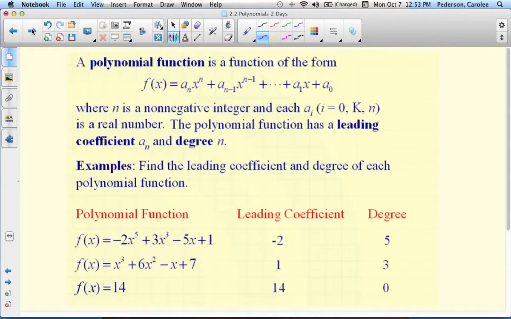These next slides, I would just like you to listen and watch. You don't need to write them down. I think you'll get enough practice. So it's going to ask you to identify what is the leading coefficient and the degree. So here's a general function. The leading coefficient is the highest term's leading coefficient. This is the degree. So here are a few examples.